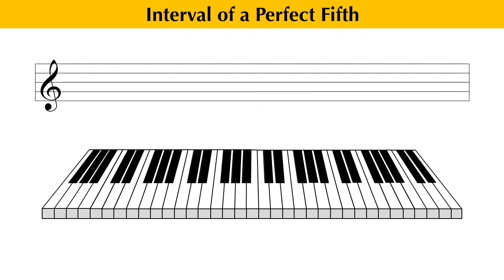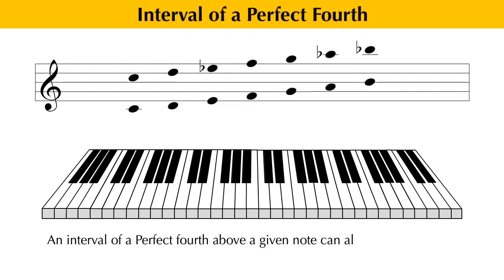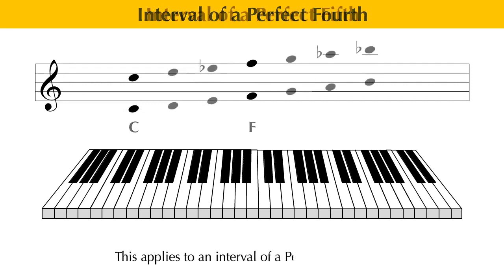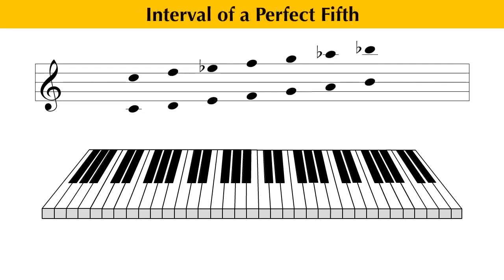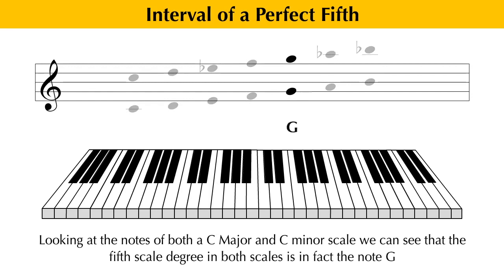In the previous video, we learned that an interval of a perfect fourth above any given note can also be found on the fourth scale degree of both a corresponding major and minor scale. This applies to an interval of a perfect fifth as well. Looking at the notes of both a C major and C minor scale, we can see that the fifth scale degree in both scales is in fact the note G.